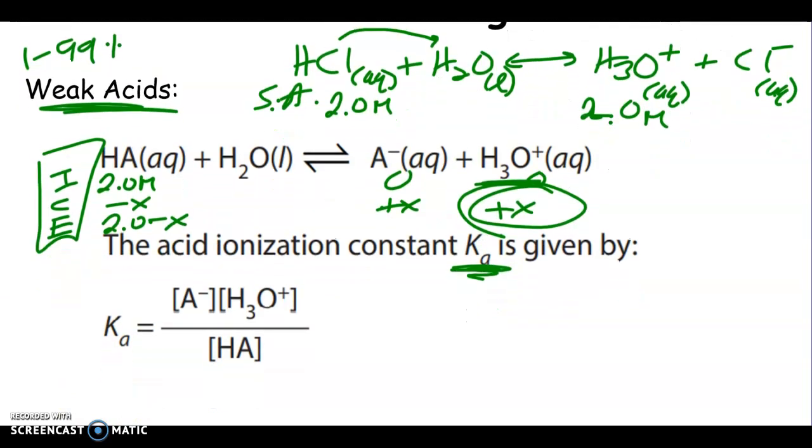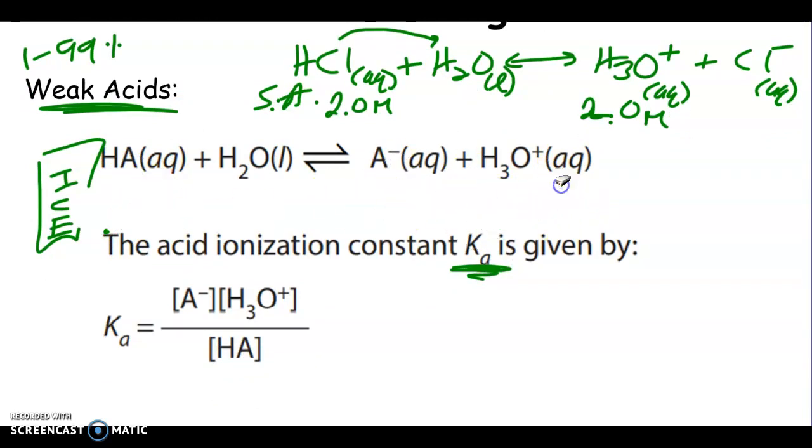So a Ka expression, just like any other time, maybe I'll clean this up so you can see this a little bit more properly. Just like any other time we set up a K expression, it's going to be products over reactants. And remember, we're not including water because it doesn't have a concentration here. So you would have your product ions over the original weak acid. So this is the acid ionization constant, or essentially your Ka. K is always K, it's just being more specific. It's K for a weak acid equilibrium.